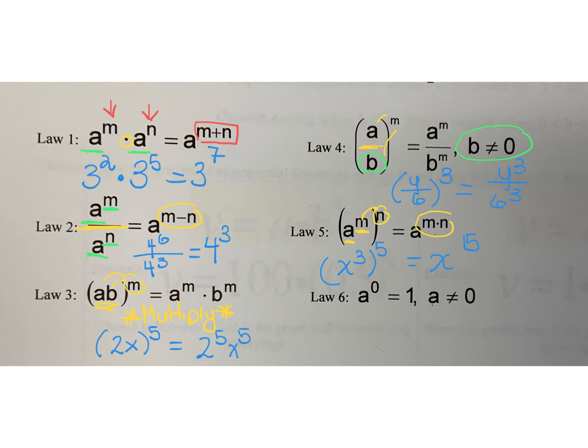And then the best rule of all, anything to the 0th power, or almost anything to the 0th power, is equal to 1. The only exception to this is 0 to the 0th power is undefined. But anything else to the 0th power will always equal 1.